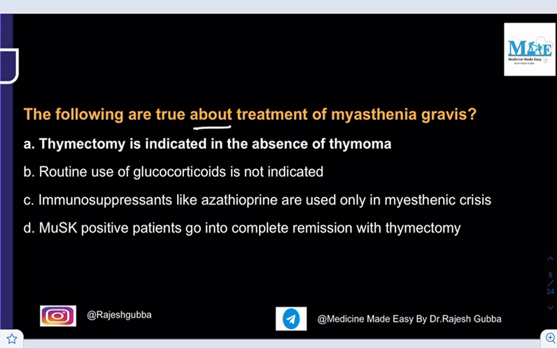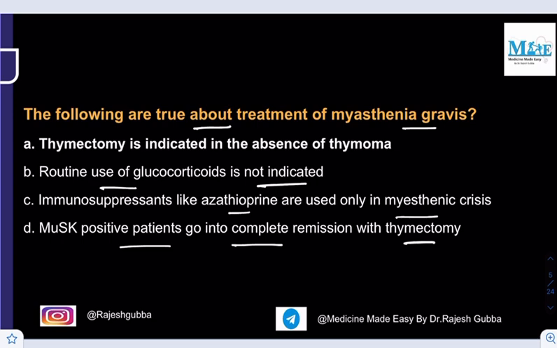The following are true about the treatment of myasthenia gravis. Thymectomy is indicated in the absence of thymoma. Routine use of glucocorticoids is not indicated. Immunosuppressants like azathioprine are used only in myasthenic crisis. MuSK antibody positive patients go into complete remission with thymectomy.